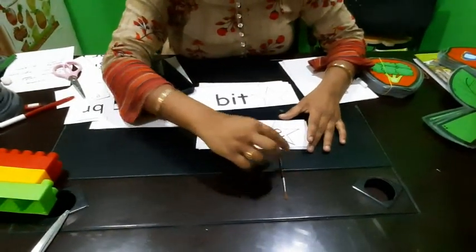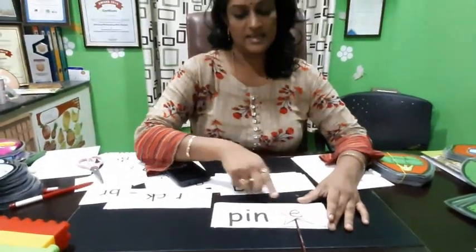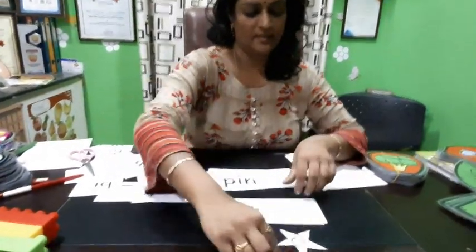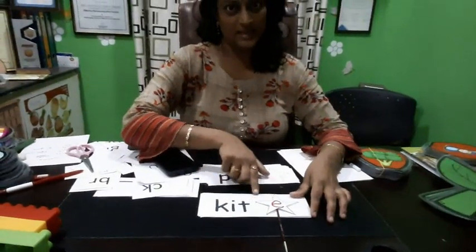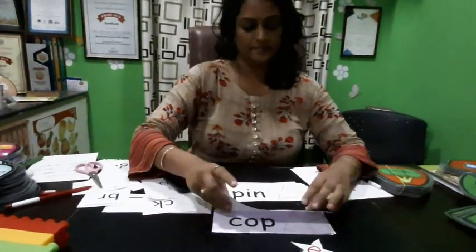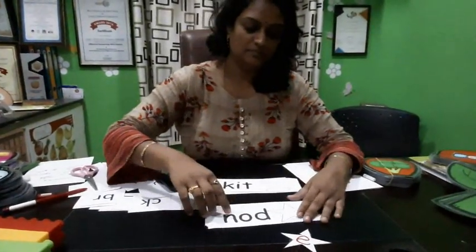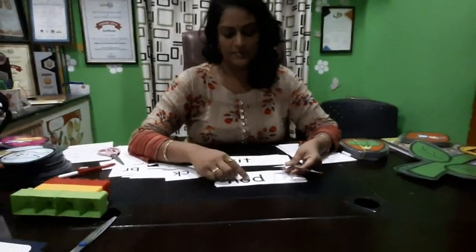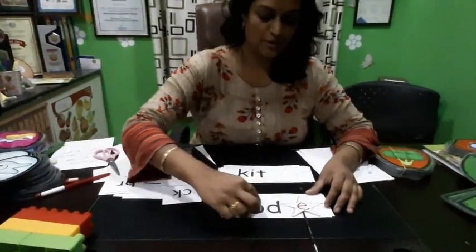Similarly, pin becomes, just because there's an E at the end, pine. Here you see it's kit. An E has come at the end, it becomes kite. Now let's see a few words with O. So this is nod. When an E comes, the O says out its name, or it makes a long vowel sound, so it becomes node.